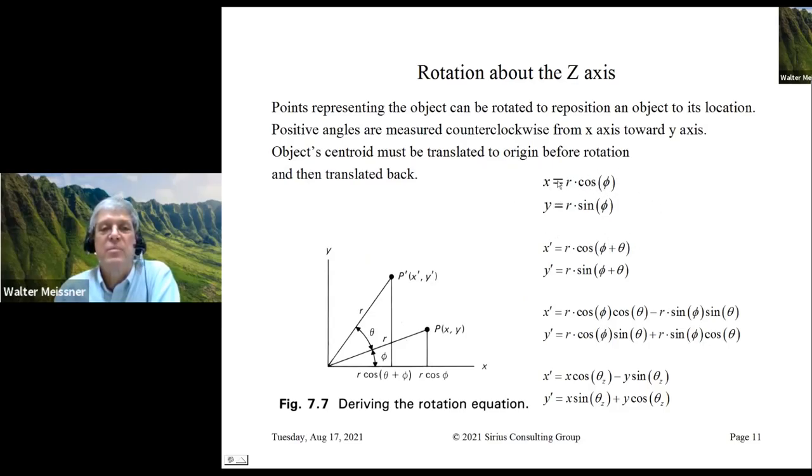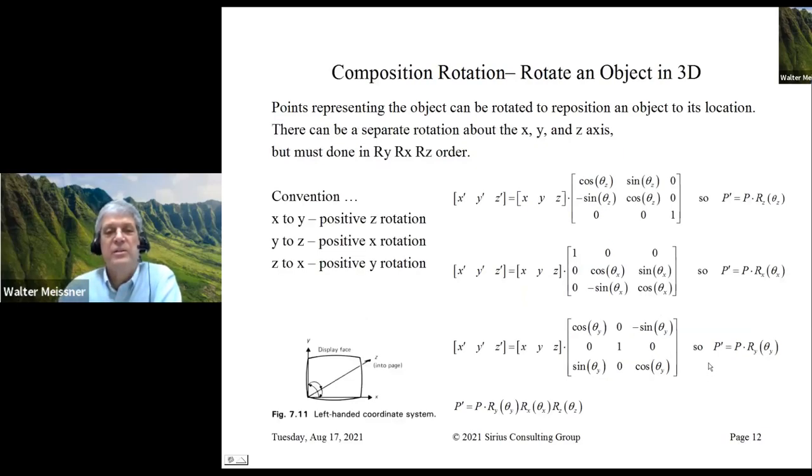So this is a representation of X and Y. We take these equations and add that additional rotation of theta. If we multiply that out using the sum of angles formula, we get this equation. This equation actually contains the original R cosine phi and R sine phi, and replacing those with X and Y gives the final equation, in terms of the original point and the angle being moved. So that's how the rotation is done.